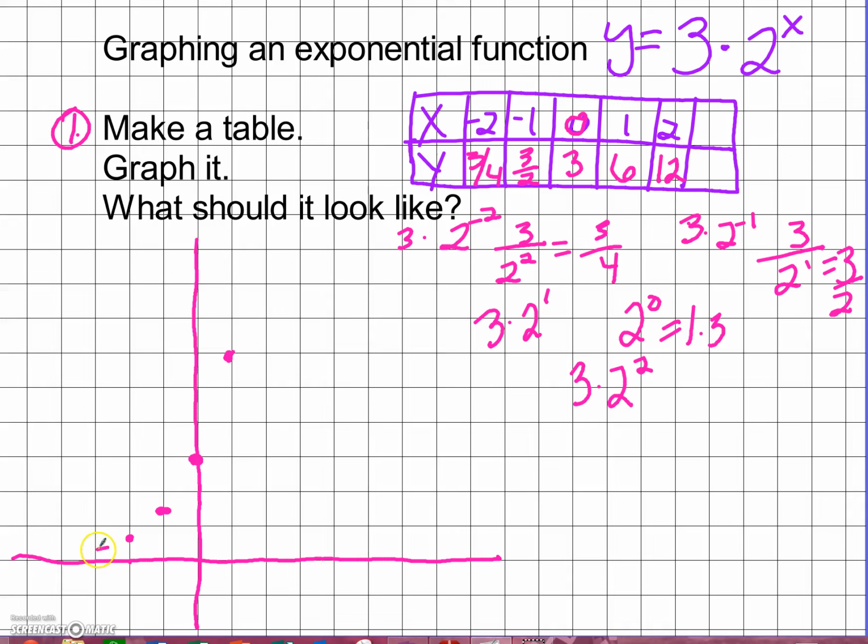It should look something like this. Remember, that's what all of our exponential things look like, a swoop up. It will probably never go below here unless we have some negative stuff going on. So does it look right? Yes, it does, so we can move on from there. That's how we graph it.